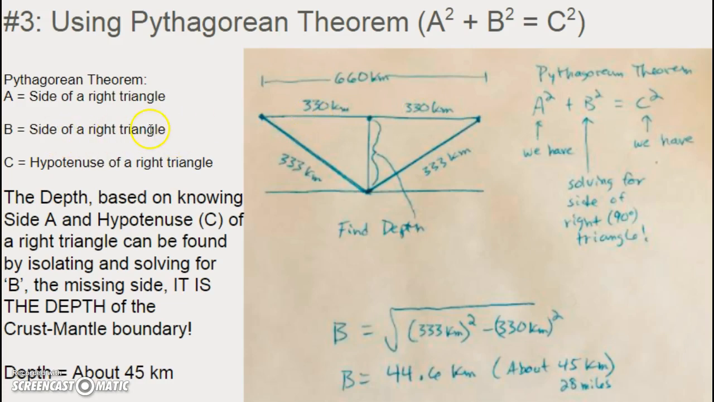So B is the side of the right triangle we are solving for. We want to solve for this side right here. And therefore, C is always the hypotenuse, the longest side of a triangle. So according to the Pythagorean theorem, we have a side, we need to solve for a side, and we have a hypotenuse. So if I plug it in and solve it, I'm isolating B. B is going to be the square root of quantity 333, that's the size of my hypotenuse squared, minus 330, that's the side squared, and you're going to find that's 44.6 kilometers, or about 45 kilometers in depth, which is about 28 miles in depth.